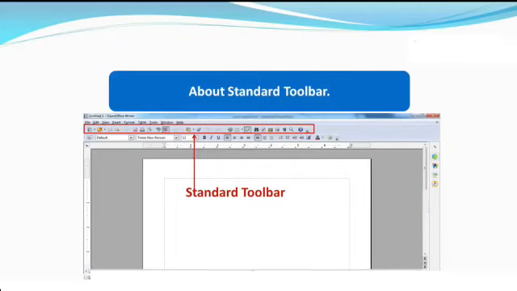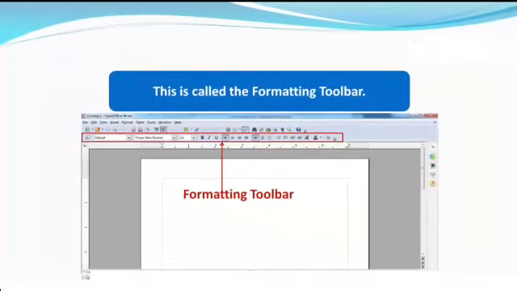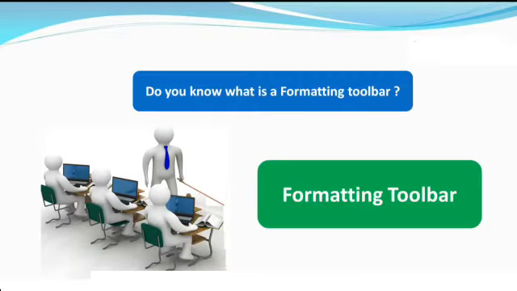options directly from there. Look at this given picture carefully. Just below the standard toolbar, you see B, I, U, color, etc. This is called the formatting toolbar. Do you know what is formatting?